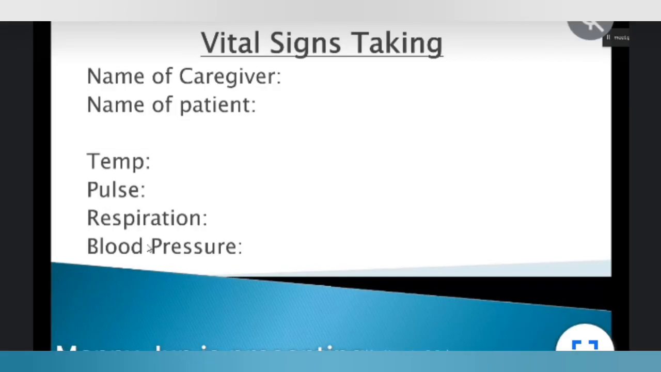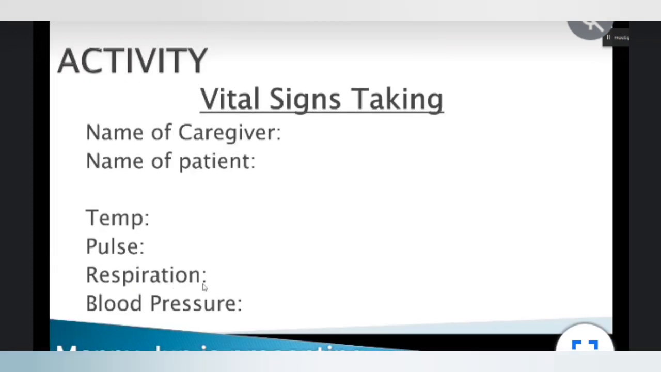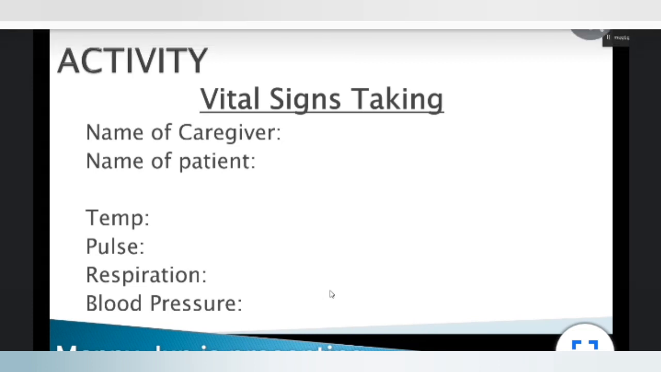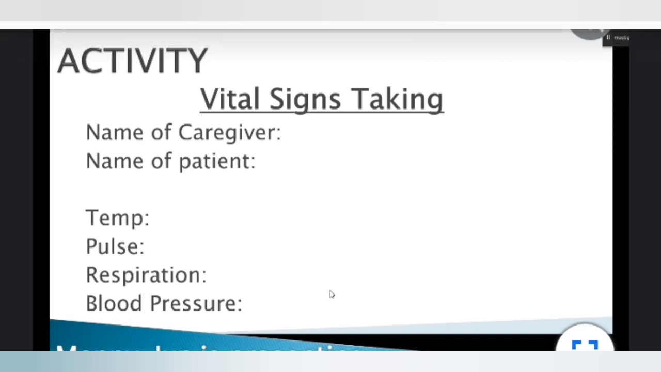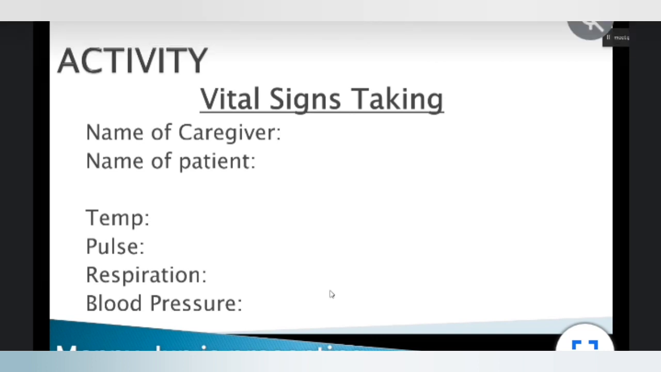Okay, so let's proceed to vital signs taking. How are you going to perform if ever you will be taking the patient's vital signs? First you have to introduce yourself. You will say, good day sir, ma'am, my name is Irish and I'll be checking your vital signs today. You need to have a piece of paper and put the name of the patient as well. There is temperature or body temperature, the pulse, respiration, blood pressure, and please don't forget the pain assessment.